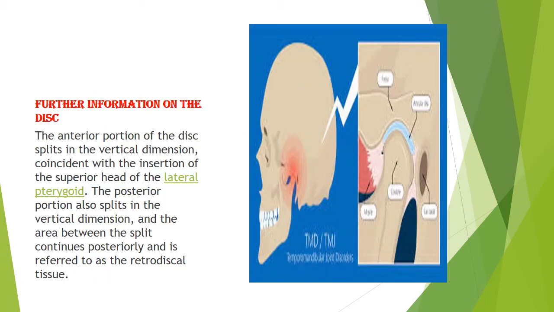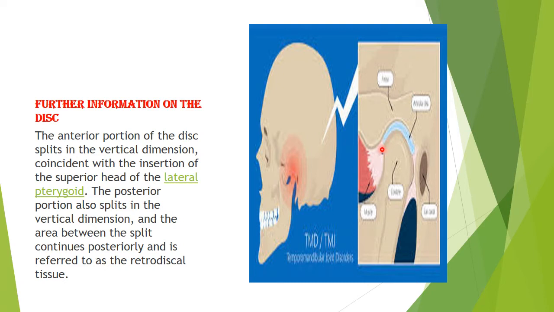Further information on this amazing disc. Notice, the anterior portion of this type of disc splits vertically. And it is going to contact the lateral pterygoid muscle, with the superior head of the lateral pterygoid muscle. This is the lateral pterygoid muscle. This is the anterior part of the disc. While the posterior portion of the disc also splits vertically, the area between the split continues posteriorly and is attached to the retrodiscal tissue.